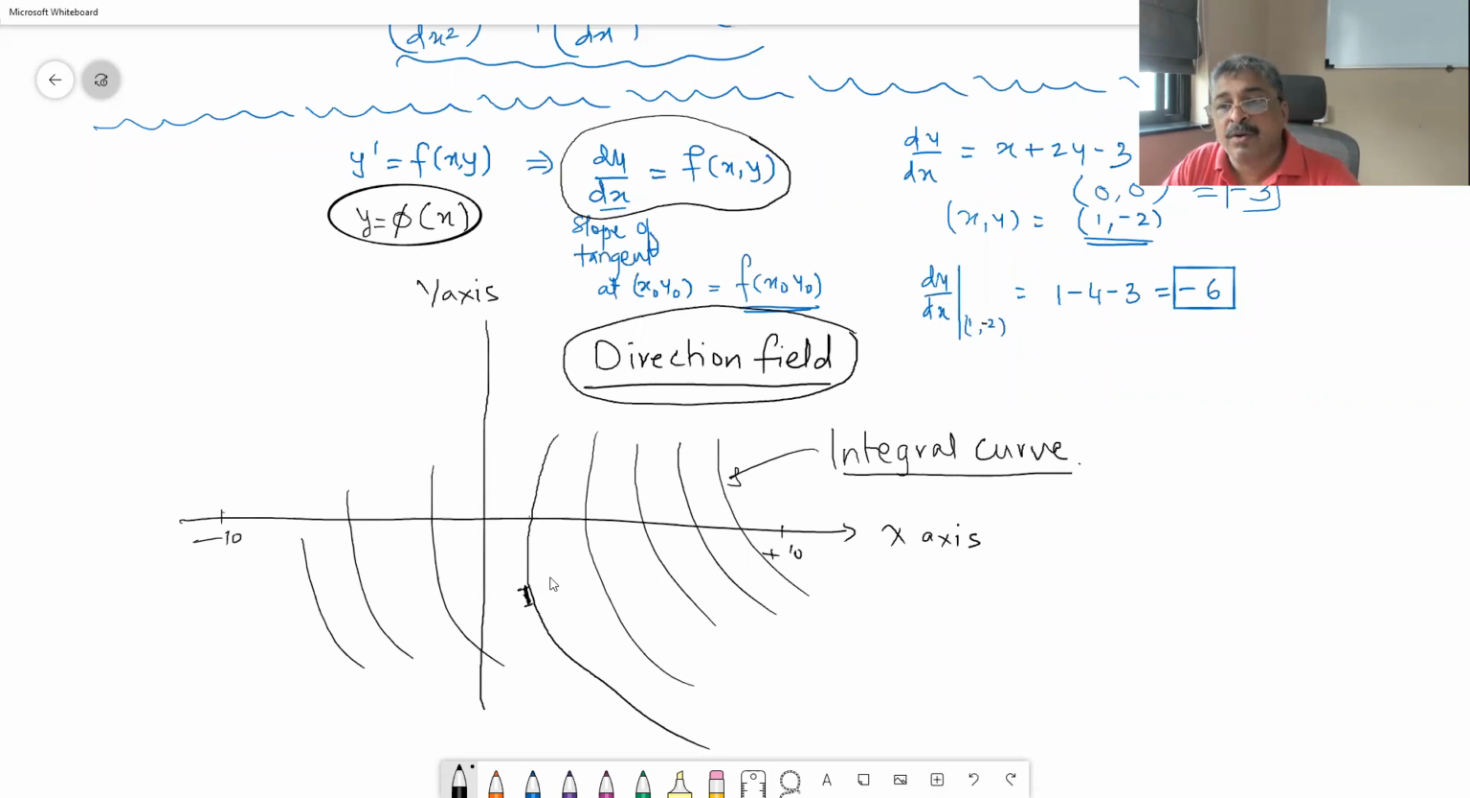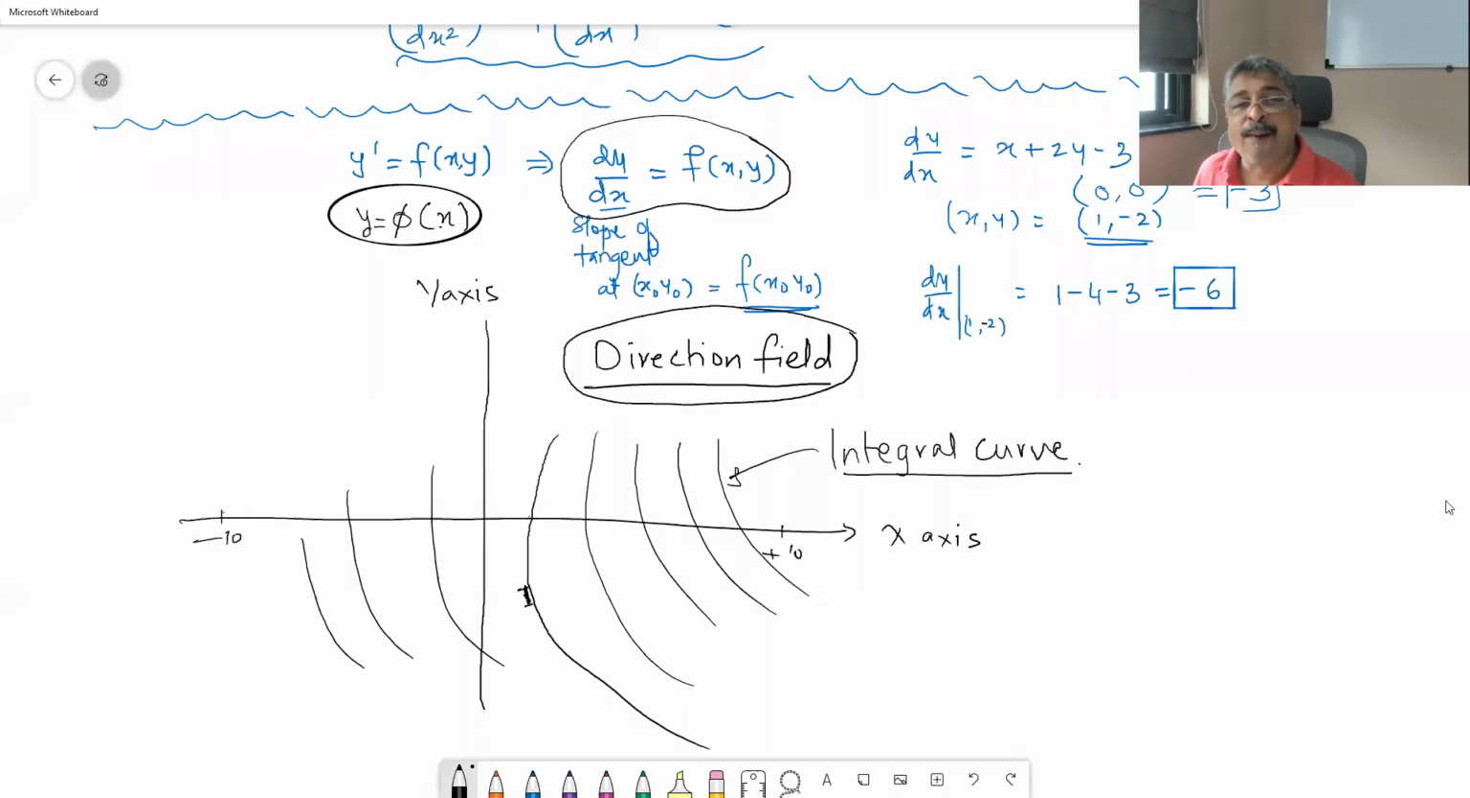So the integral curve is the geometry, and y is equal to phi of x is the algebra of the differential equation. The existing xy plane in which we are going to work is a direction field geometrically, and the corresponding algebra is the given differential equation. I will pause the video so you can check whether you have understood up to this point.